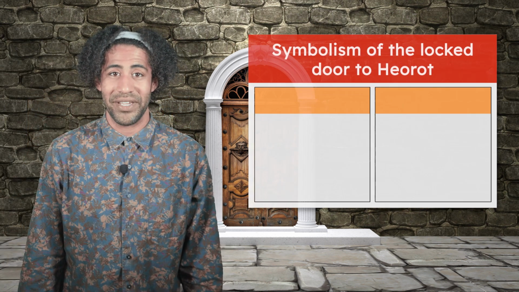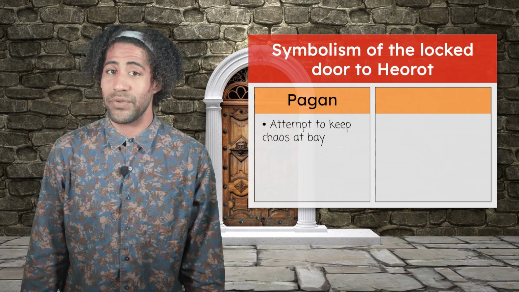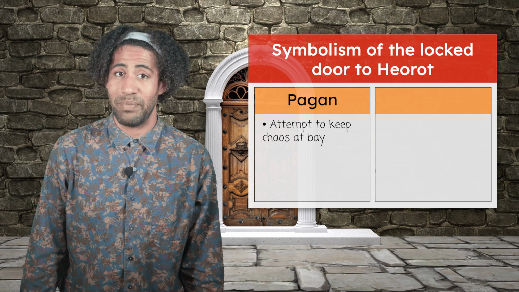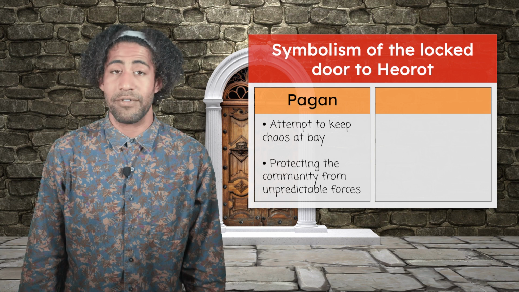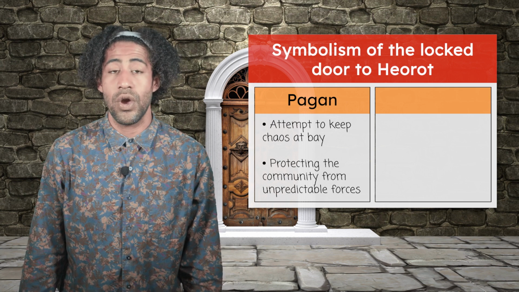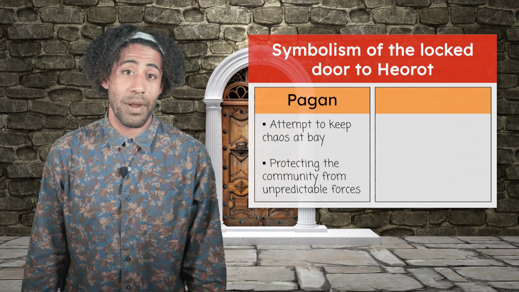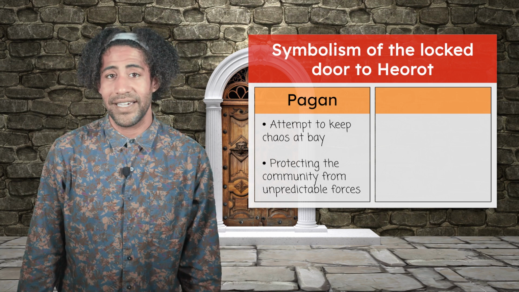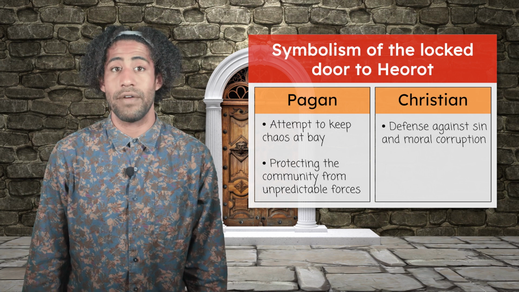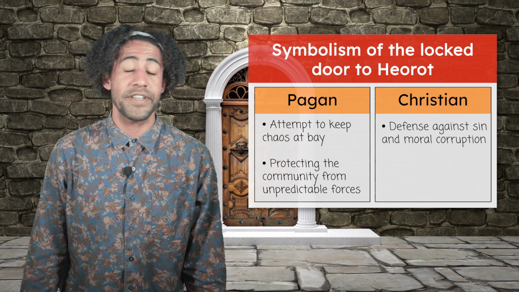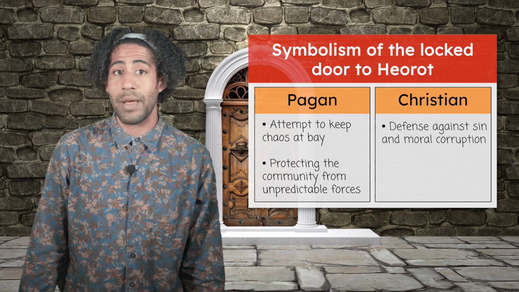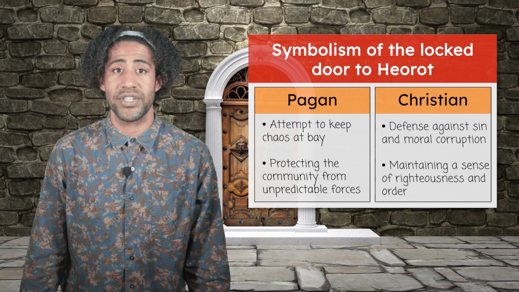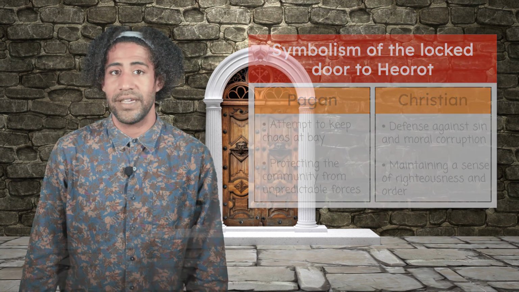Let's break this down. For the pagan culture that first told this story, the locked door could symbolize an attempt to keep chaos at bay, protecting the community from the unpredictable forces of nature or hostile threats. The door represents a barrier between order and the wild, dangerous world beyond. From the Christian perspective, however, the locked door might symbolize a defense against sin and moral corruption. It's a way to keep out the darkness and maintain a sense of righteousness and order within the community.